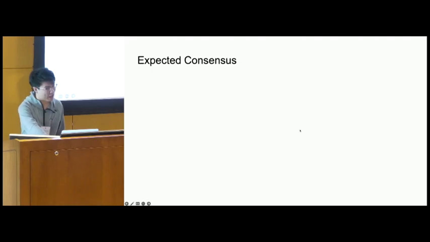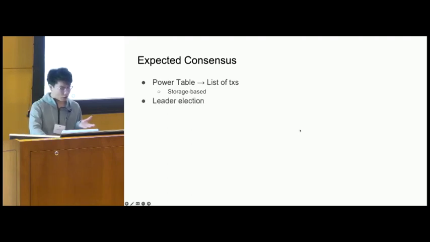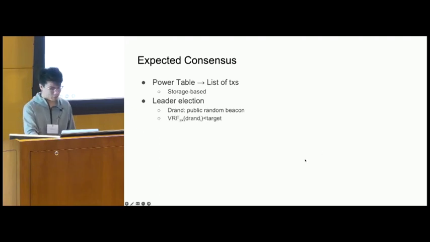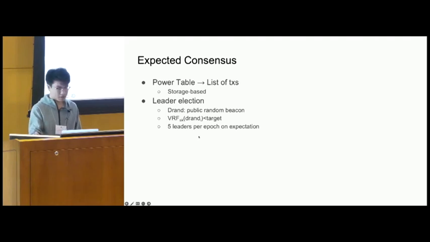Almost every consensus protocol needs a leader election mechanism, so Filecoin also has one. Filecoin uses DRAND, which is a decentralized public random beacon. This DRAND beacon generates a random number every 30 seconds, so basically this is one epoch in Filecoin. Then we use a VRF, verifiable random function, to do the leader election. When the VRF output is less than a certain target, the miner will be elected as a leader, and he will be able to propose one block in that epoch. The target in this inequality is such that in expectation there are 5 leaders per epoch. This is why the consensus protocol is called expected consensus.